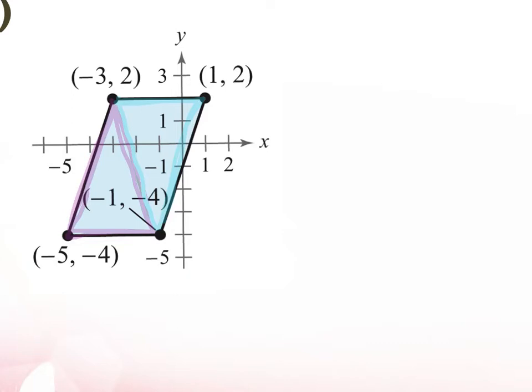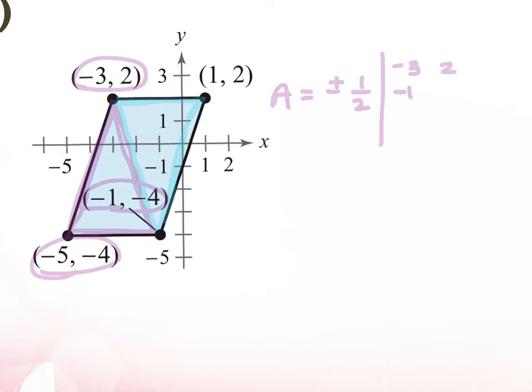You could have divided them differently. I could have divided them across this way, which would give you the same answer. So I'm just going to go with what we did because I already drew it. I'm going to first find the area of that purple triangle. So it's going to be plus or minus 1/2 the determinant of these 3 points. So -3, 2, -1, -4, and then -5, -4. Fill in the ones. And that's going to be the purple triangle.